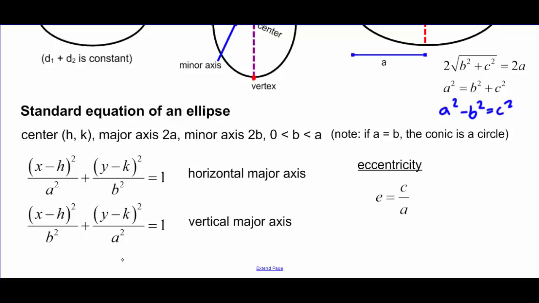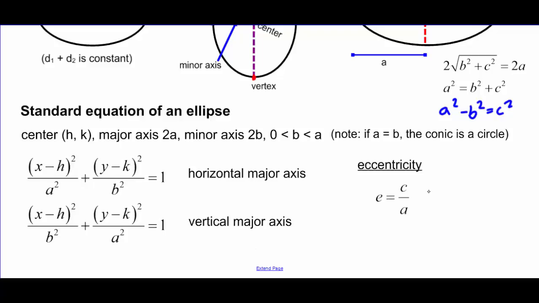So the point is, if the major axis is 2a, then that means the distance from the center to a vertex is a, and that is always bigger than the distance from the center to a co-vertex. So if it's horizontal, the bigger number is under x. If it's vertical, the bigger number would be under y. And we'll take a look at that as we move forward.